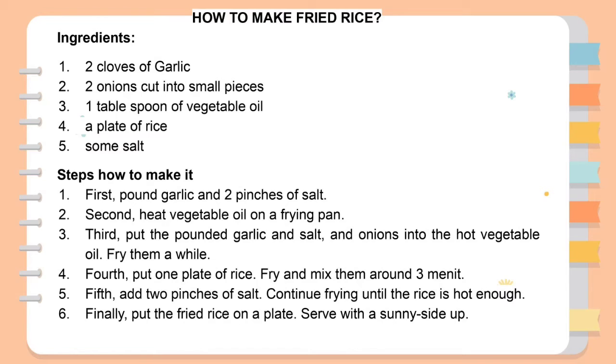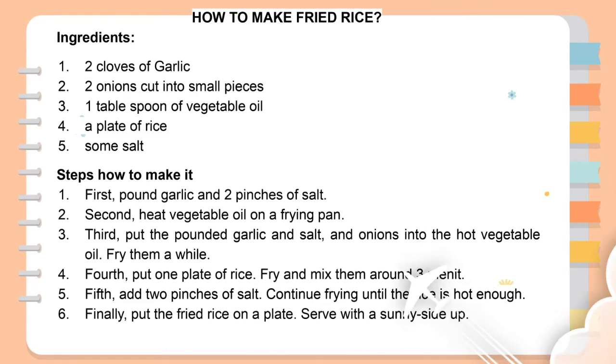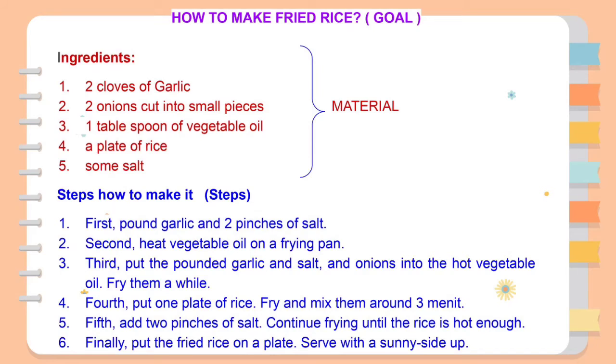First, pound garlic and 2 pinches of salt, and second, heat the vegetable oil on the frying pan, and third, put the pounded garlic and salt and onions into a hot vegetable oil, fry them a while, and fourth, put on a plate of rice, fry and mix them around 3 minutes, and fifth, add 2 pinches of salt, continue frying until the rice is hot enough, and finally put the fried rice on a plate, serve with a sunny side up eggs.